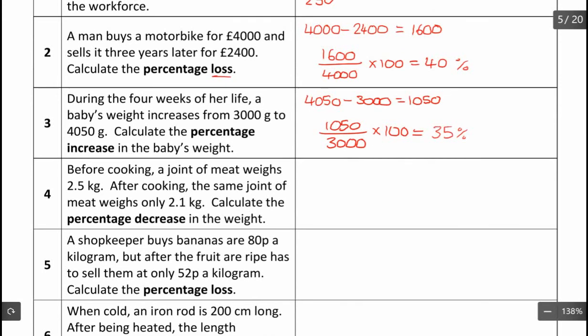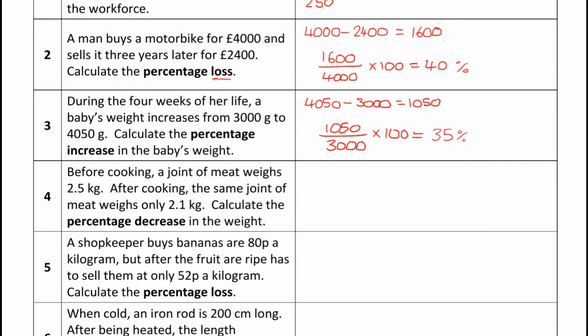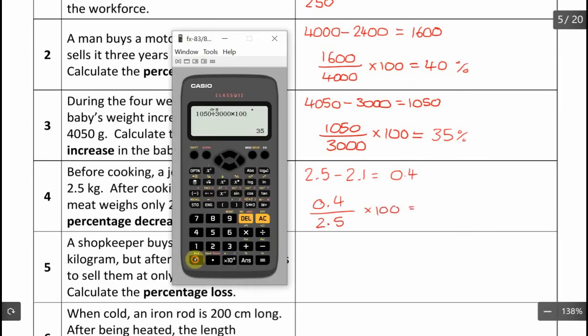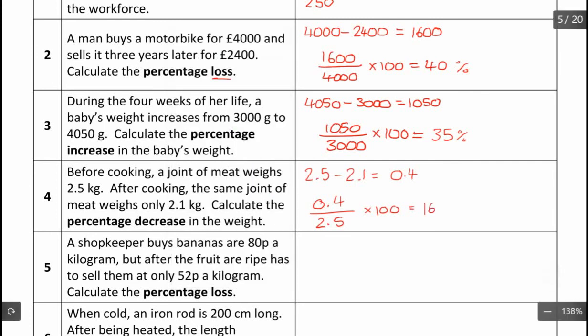Number four, before cooking, a joint of meat weighs 2.5 kilograms. After cooking, the same joint of meat only weighs 2.1 kilograms. So it's gone from 2.5 down to 2.1. So that's a decrease of 0.4 kilograms. What is the percentage decrease in weight? So 0.4 divided by the original times 100. That's a 16% decrease in weight.